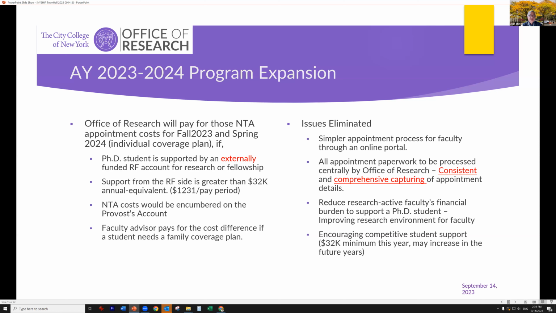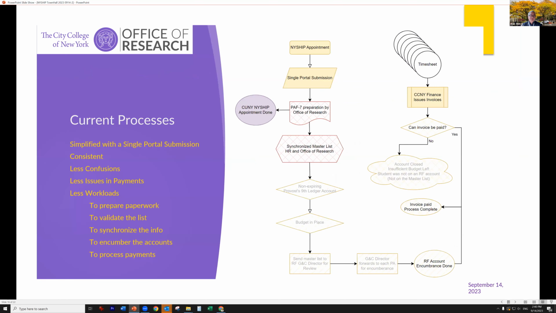But this portal submission allows us to capture all the comprehensive data about the students' appointment information, student name, student email address, and so forth. And so this is what we did. And so, same chart, not much of a step being taken out.